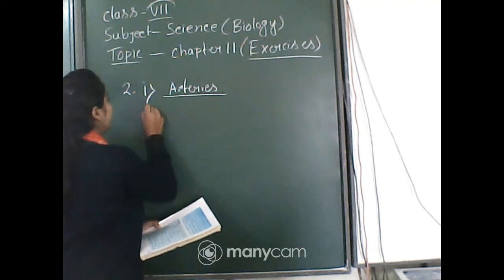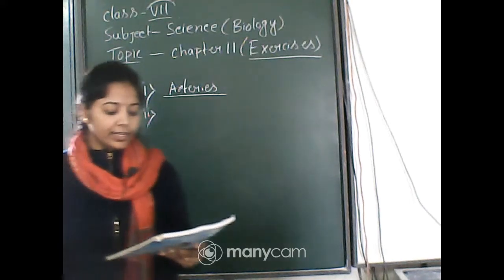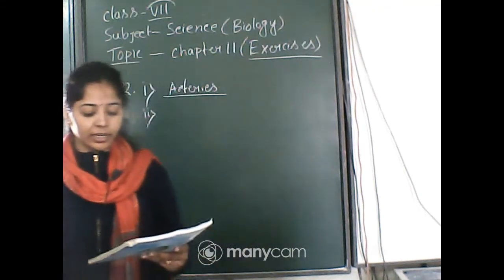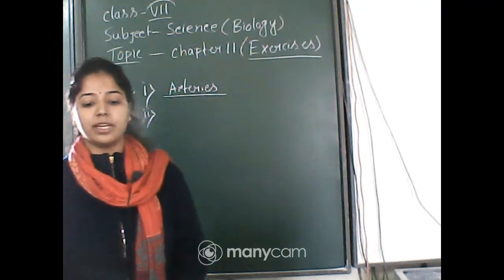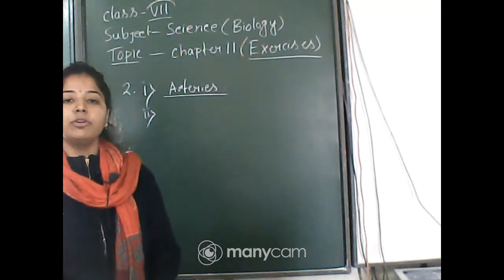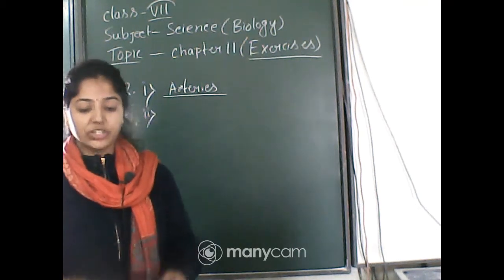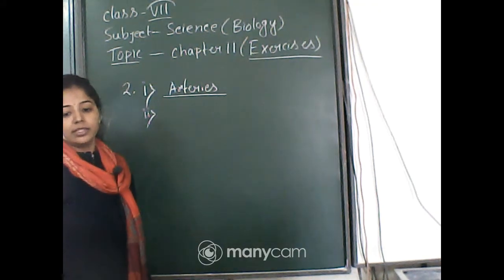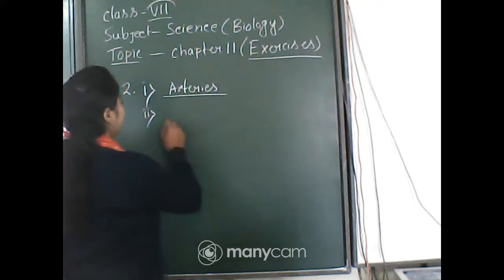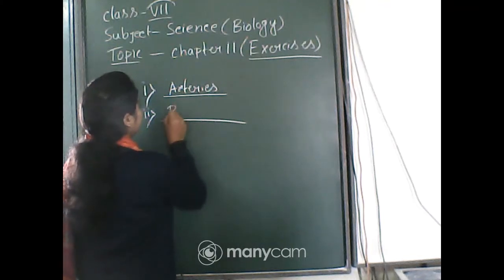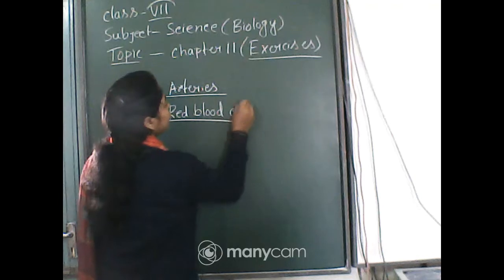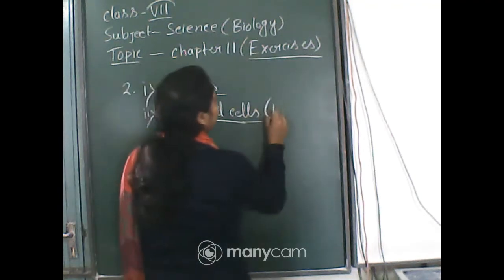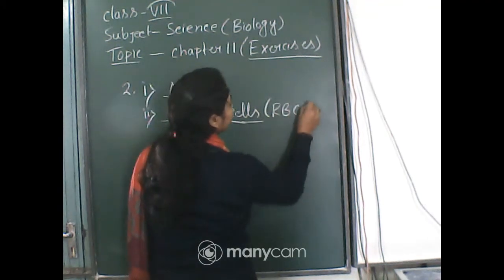Now comes the next question: hemoglobin is present in dash cells. In our blood there are various types of cells present. Among those cells, hemoglobin is present in red blood cells, or you can write RBCs.